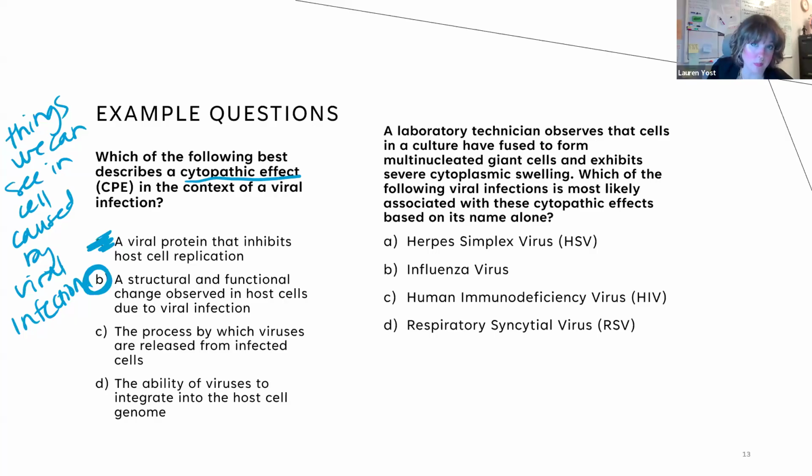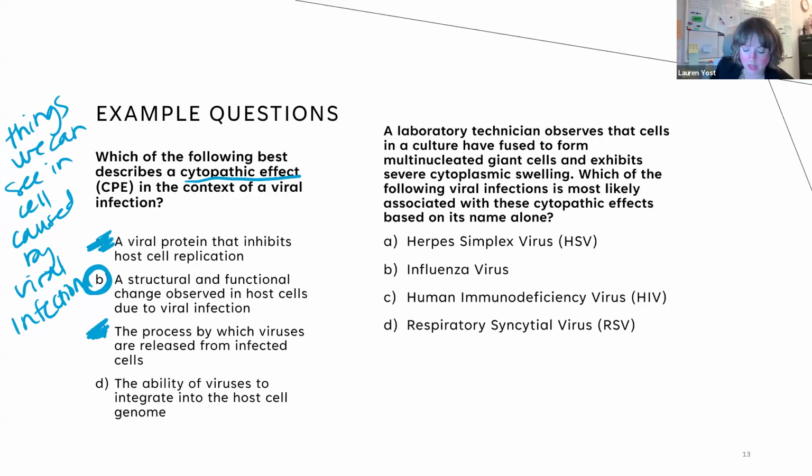The process by which viruses are released from infected cells. With a normal microscope, you wouldn't be able to necessarily see that viruses are going through exocytosis or that they're budding out. This stuff is happening at such a microscopic level, you wouldn't be able to see that in a normal microscope like we use in our lab currently. This stuff wouldn't be able to be seen with that.